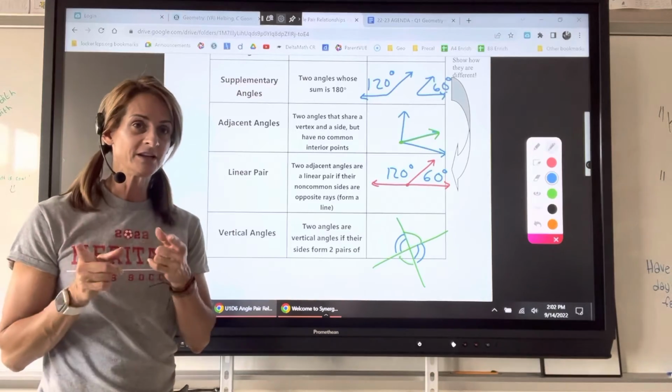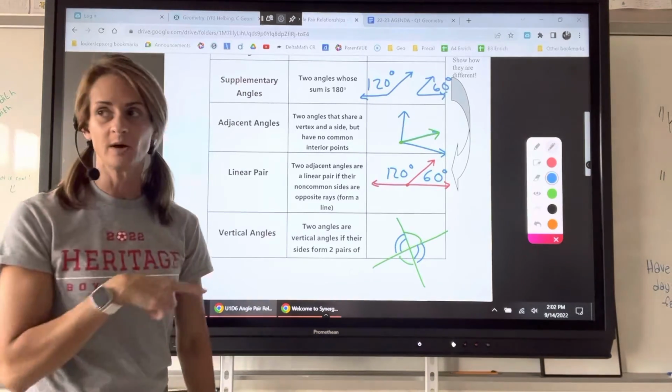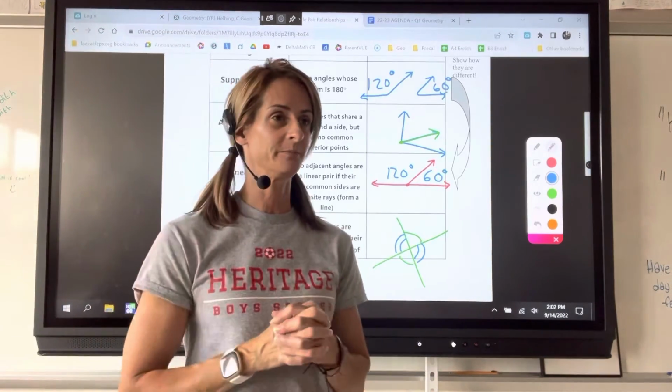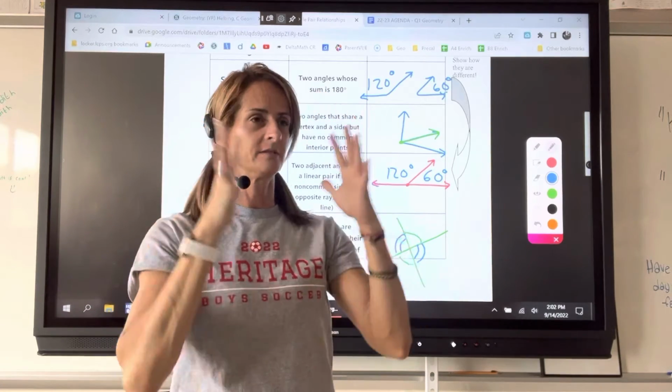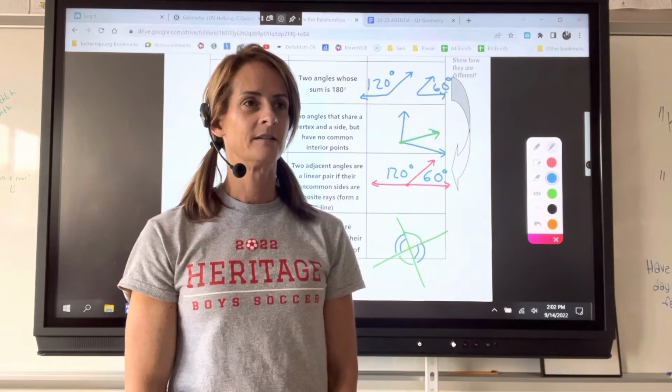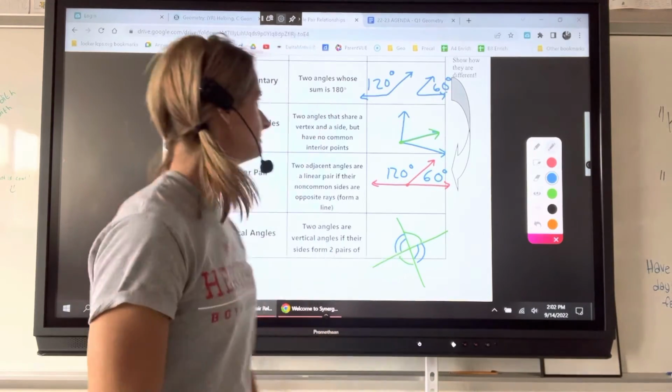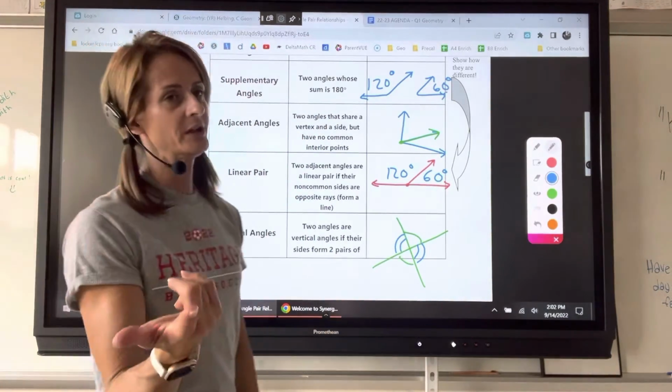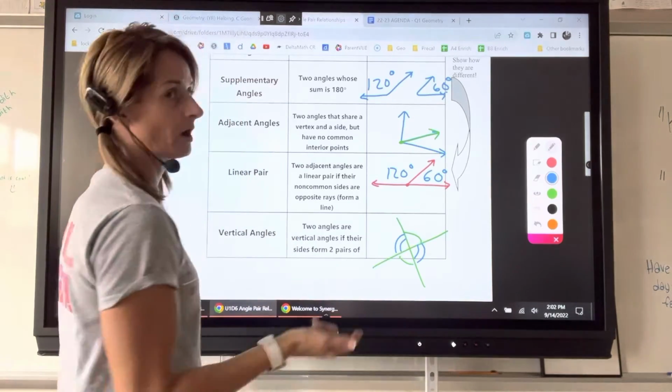Questions? Now you've got a video and you can go back to it and look at it whenever you want to review this information. Yes, Ryan. Wouldn't adjacent angles also be complementary? Because there's one in the middle too. Yes, the example that I drew was adjacent for complementary.